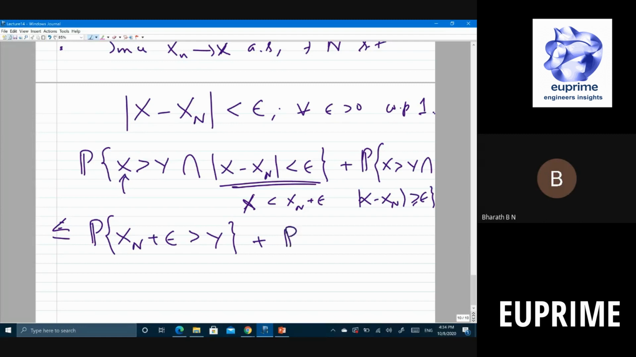So again what I will do is |xn minus x| greater than or equal to epsilon. Do you agree? Now what is this? This is the probability of xn greater than y minus epsilon, plus the probability of this thing.